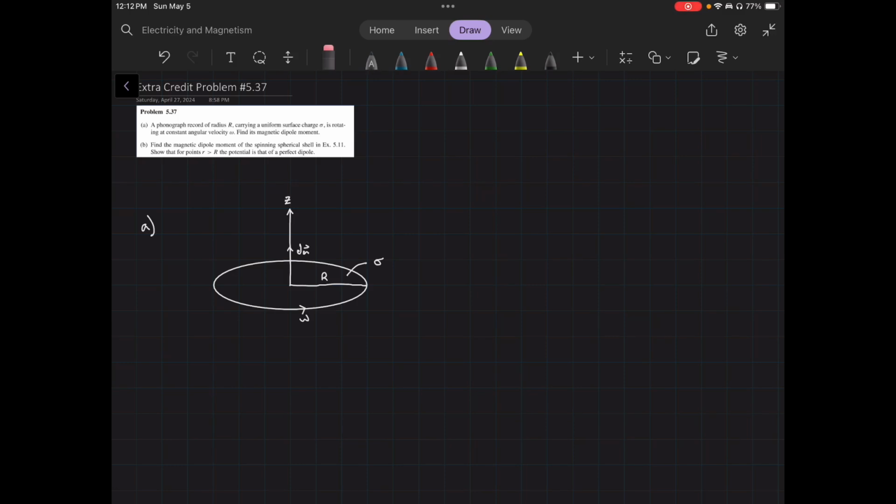Okay, so today we're going to be solving problem 5.37. Part A says a phonograph record of radius r carrying uniform surface charge sigma is rotating at a constant angular velocity omega. Find its magnetic dipole moment.